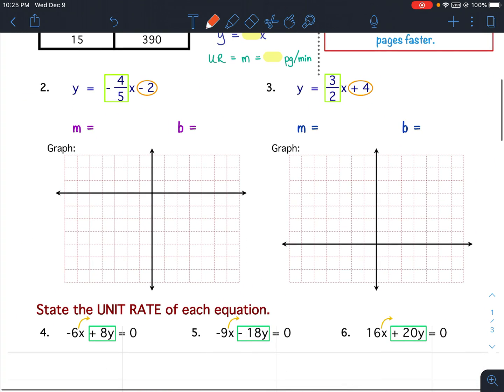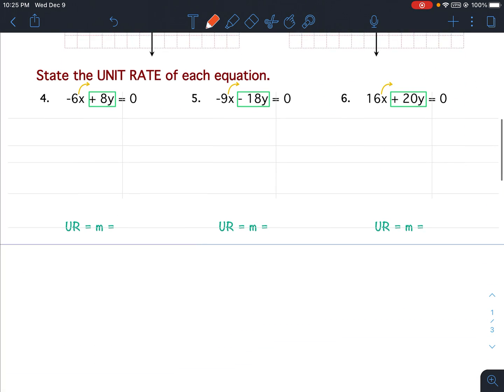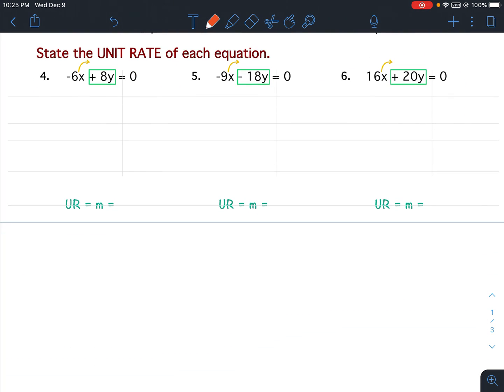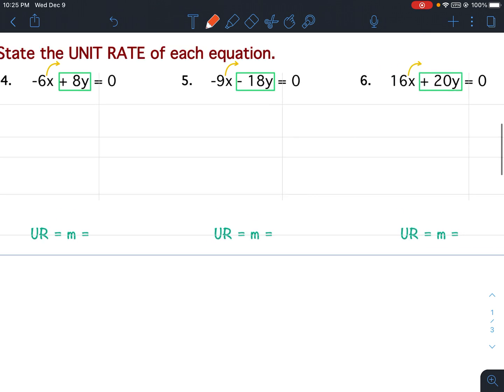All right, for 2 and 3, I'm not going to help you with these. If you need to know how to do these, you could watch any of the videos for the graphing linear equations worksheet number 1. I have the slope boxed for you, and I have the y-intercept circled. Look at those videos if you need any help on 2 or 3. Number 4, 5, and 6, they're all done the same way. I'm going to do one of them, and you'll be on your own for the other 2. So I'm going to do number 5.